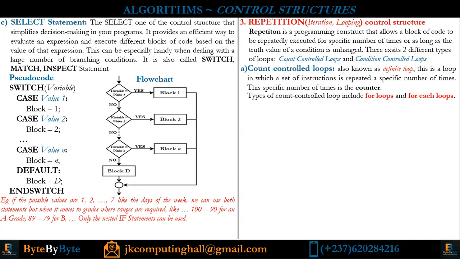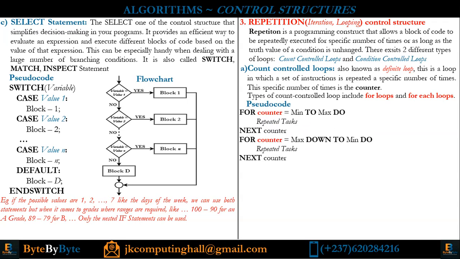The types of count control loop that we have are the for loop and the for each loop, where we shall be introducing ourselves to programming, studying the languages C and Python. We are going to examine the for loop in C and the for each loop in Python, because the for each loop is a loop that we can see in Python but not in C. Okay, we shall come to that later when we shall be introducing programming.